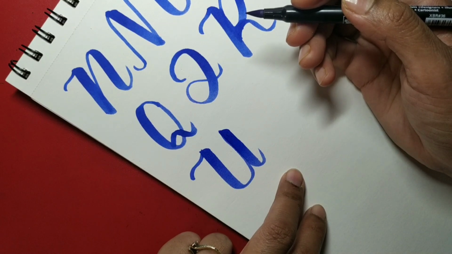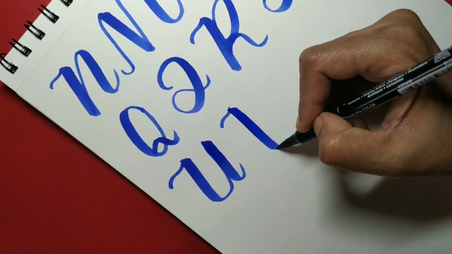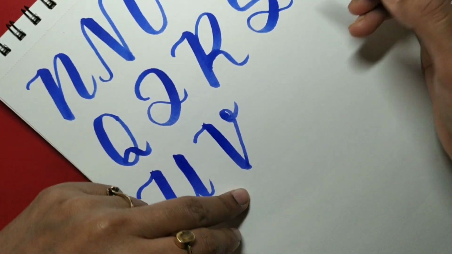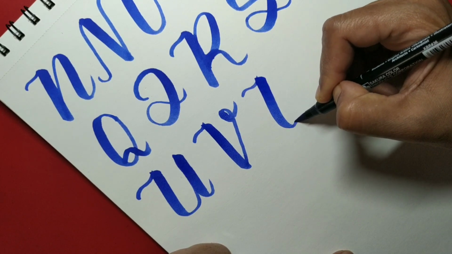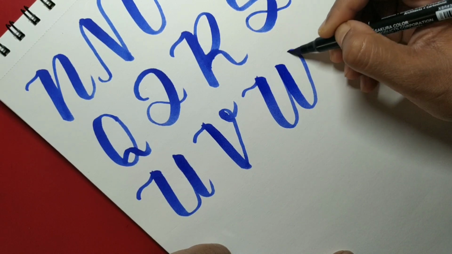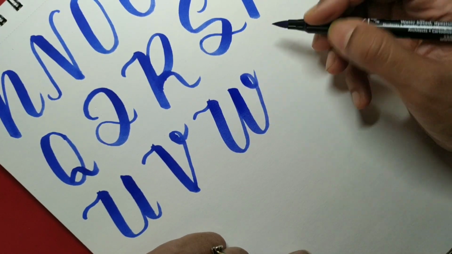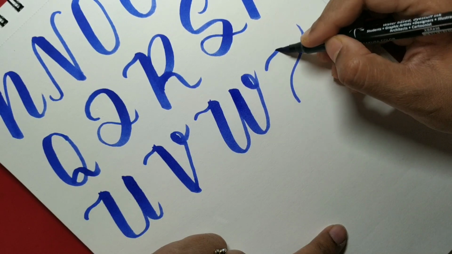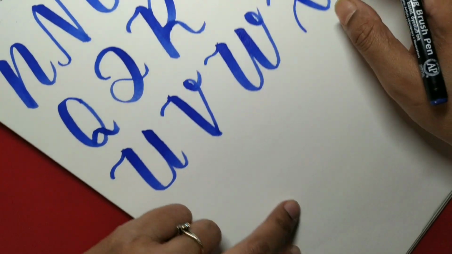That's U. V is also similar to the lowercase. Thick downstroke, go up light, again press a little, release the pressure. Then comes W. W is also similar, thick downstroke, go up light, again thick downstroke, go up light and release the pressure. Then comes X. X also we have learned, uppercase and lowercase would remain kind of same. That's your X. Then comes Y.